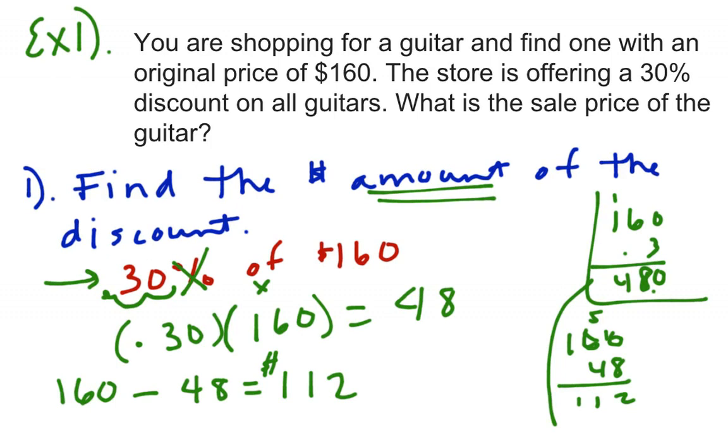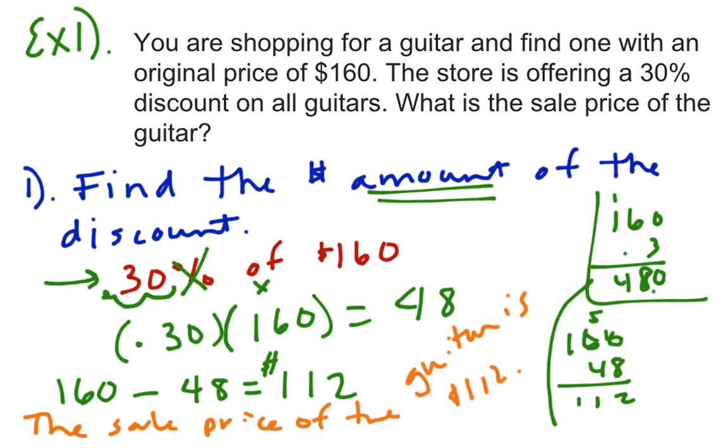If I were asked to write my answer in a full sentence, it says, what is the sales price of the guitar? The sale price of the guitar is $112. So my orange writing here, the sale price of the guitar is $112. That's the proper way to answer that question.